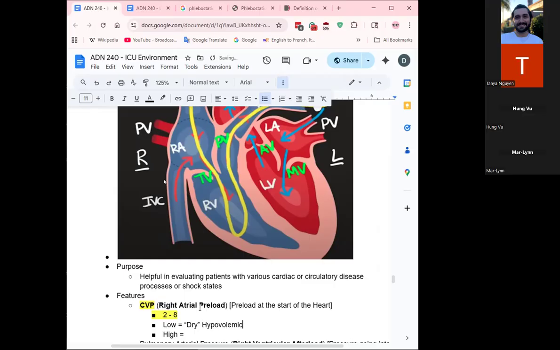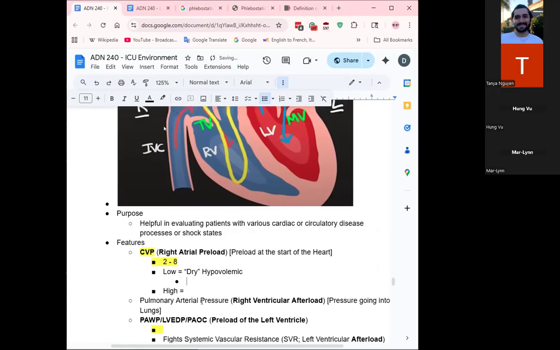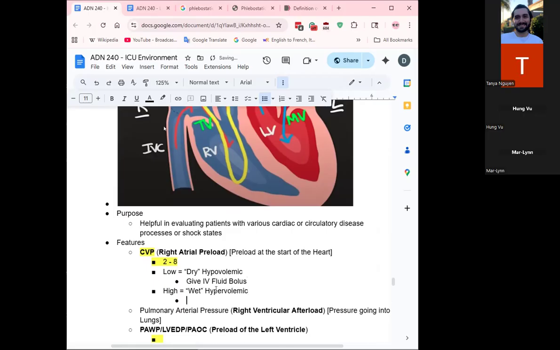And what's your instinct say you should do when someone's hypovolemic? If they are lacking volume, what should you do? IV fluids. Yes, this is where an IV fluid bolus would be indicated. If someone's high, then the opposite is true: they're wet, they're hypervolemic. In which case, what comes to mind for the immediate plan of care? Diuretics. Diuretics, fluid restrictions, that kind of stuff. Okay, does that make sense? Get the general idea there.